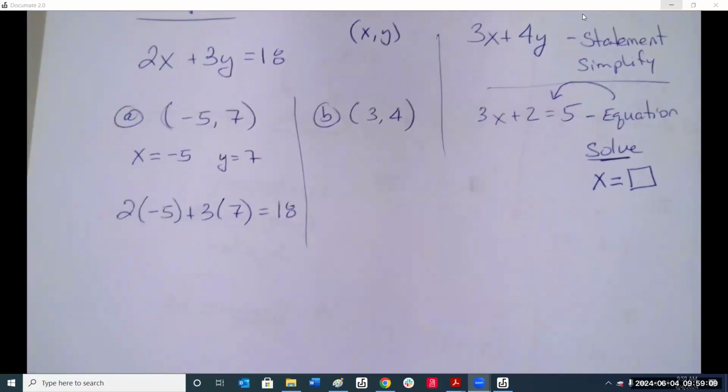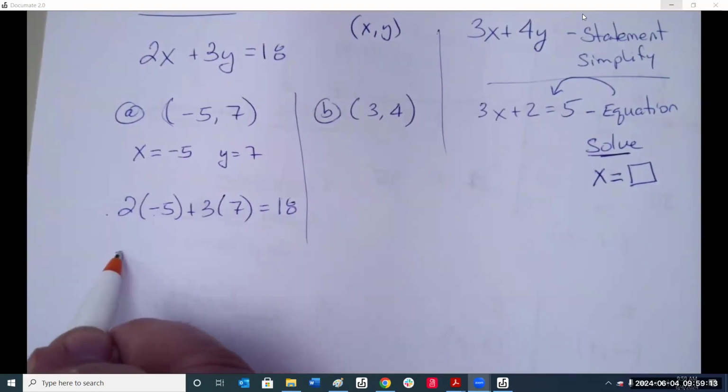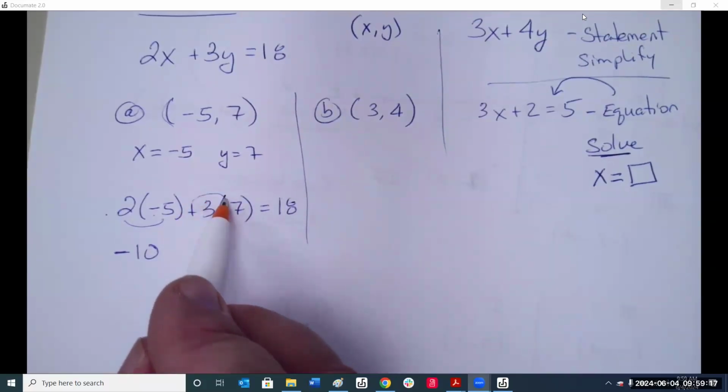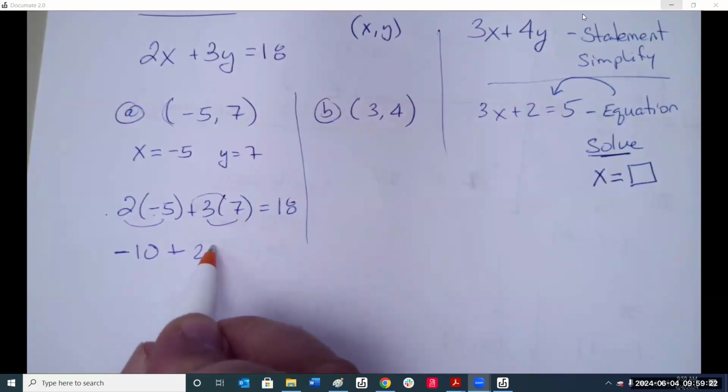Do the signs first. Positive times negative is negative. 2 times 5 is 10. Positive times positive is positive. 3 times 7 is 21.